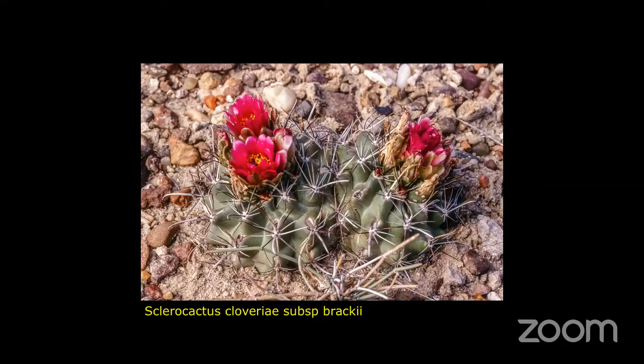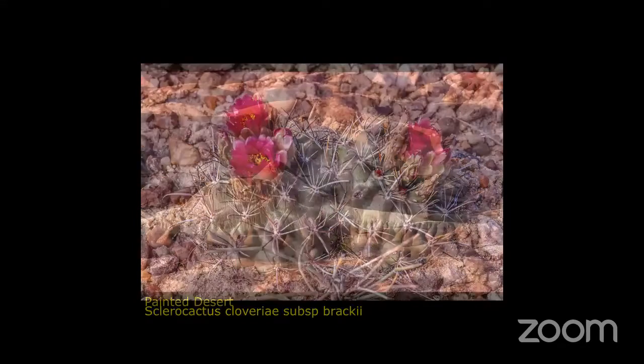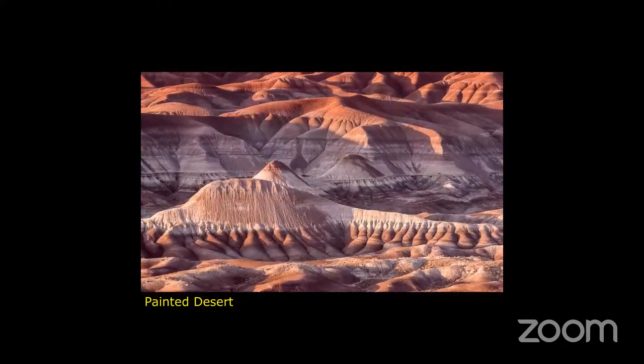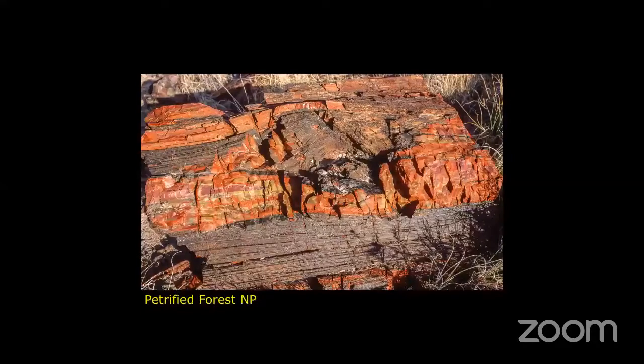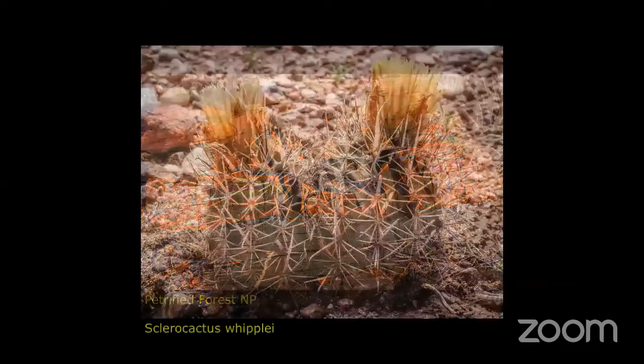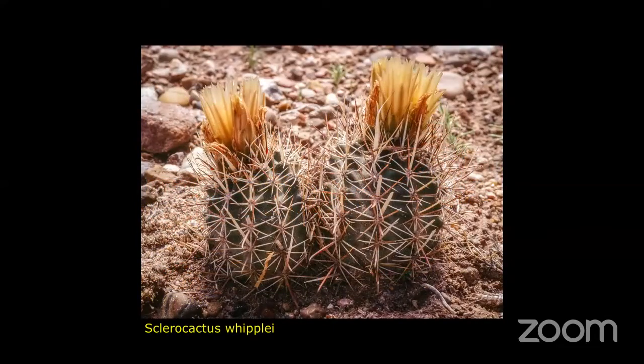Let's head to the west now, into Arizona and into the Painted Desert, which has some very beautiful vistas in it. This is the area where the Petrified Forest National Park is. And here's an example of that colorful petrified wood. It's in this area that Sclerocactus whipplei grows.